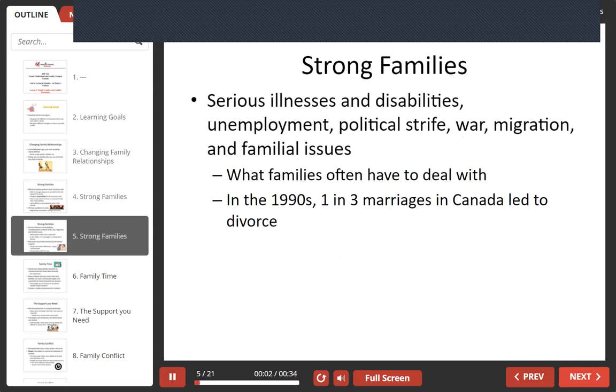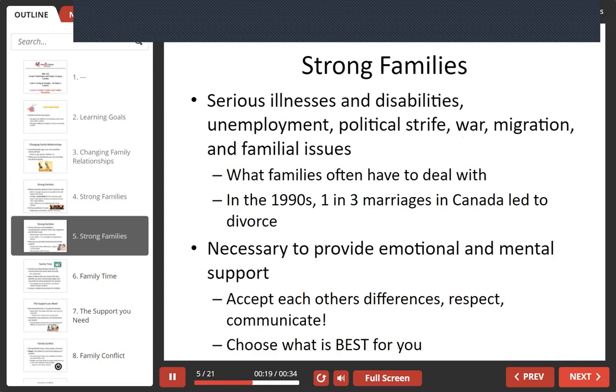Serious illnesses, disabilities, unemployment, political strife, war, migration, and familial issues is what families often have to deal with. In the 1990s alone, 1 in 3 marriages in Canada led to divorce. It is absolutely necessary to provide emotional and mental support to your family. Learn to accept each other's differences, respect and communicate with them, but choose what is best for you.